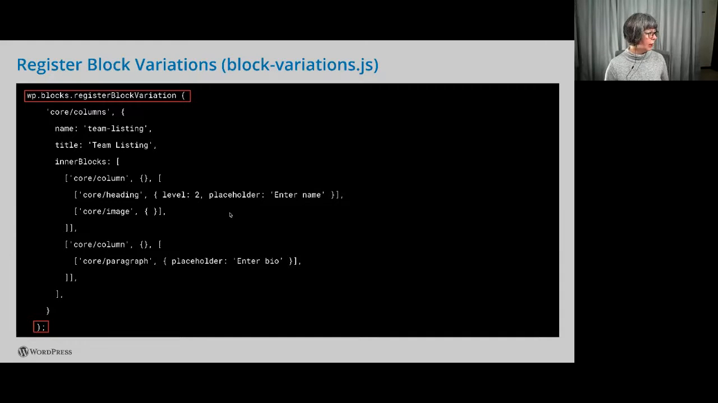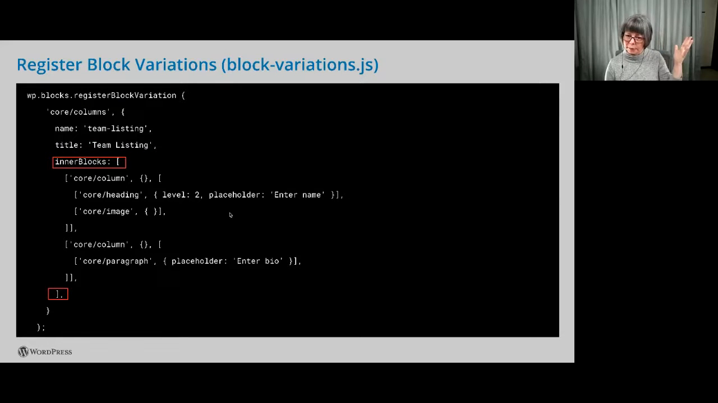We start with the JavaScript function registerBlockVariation. That is part of the block editor API. We're going to indicate what block we're going to use as the basis for the variation. In this case, I'm using a column block as my starting point. So I'm going to say, I want you to load in a column block, and then I want you to name it listing. So it's going to get its own ID and a title to show in the inserter. And then I'm going to set some inner blocks.